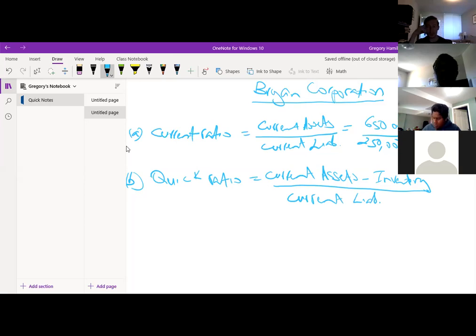That should leave us with 650 minus inventory of 350,000. Of course, we're still going to divide by current liabilities, which haven't changed. So it's 650 minus 350 over 250. That gives us 300,000 divided by 250,000, and therefore we have 1.2 times.